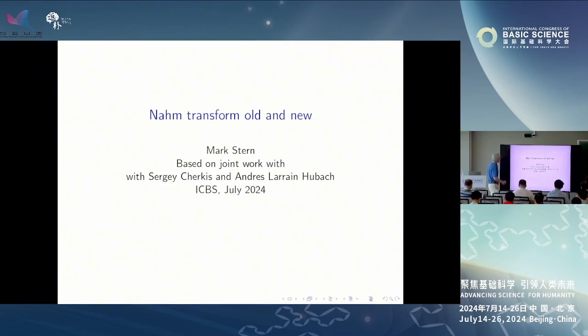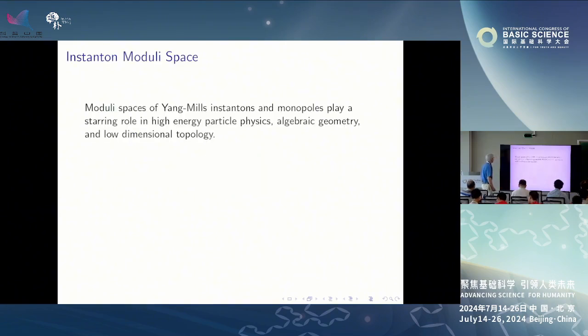All right, so today I want to talk about the Nahm transform, and this plays a fundamental role in studying instanton moduli spaces. So moduli spaces of Yang-Mills instantons and monopoles play a really important role in high-energy particle physics, in algebraic geometry, and in low-dimensional topology.